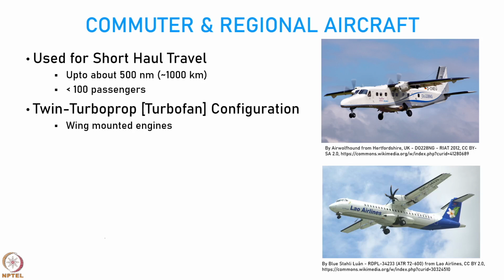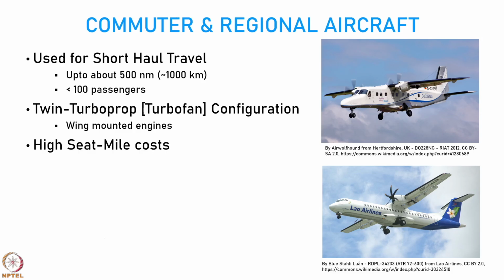Or you could also consider an aircraft like ATR 72-600, which also is a similar configuration. It has two engines, both of which are mounted below the wing, and the engines here also are turboprop.